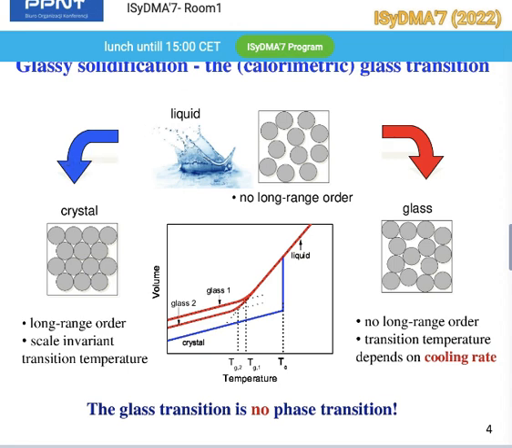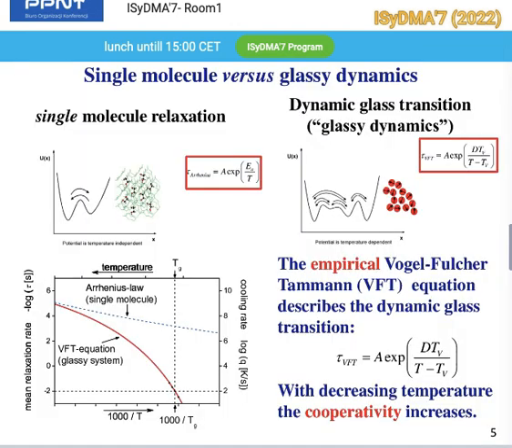You realize in such an experiment that this temperature, indicated as glass transition temperature Tg1 and Tg2, depends on the cooling rate, and this means that the glass transition is not a phase transition in the sense of solid state physics. Unfortunately, this nomenclature, glass transition, is the worldwide nomenclature, and this cannot be easily changed. Now let's make a Gedanken experiment.